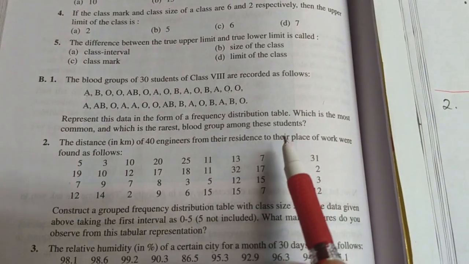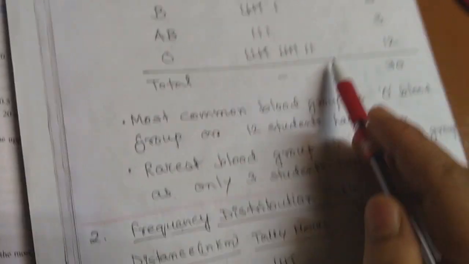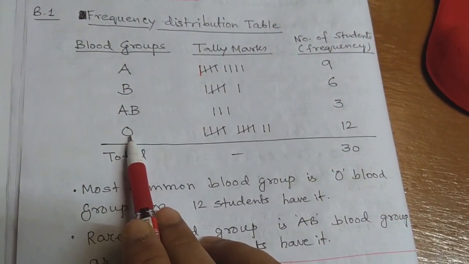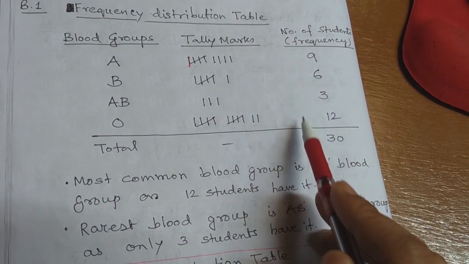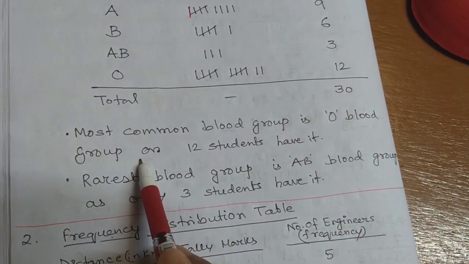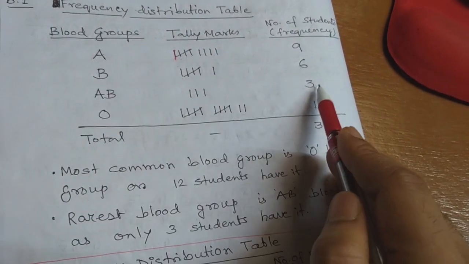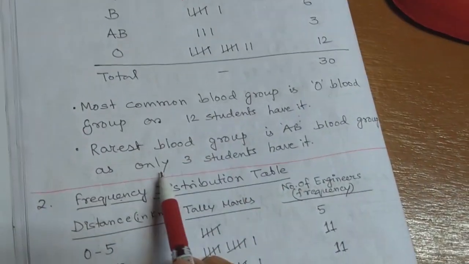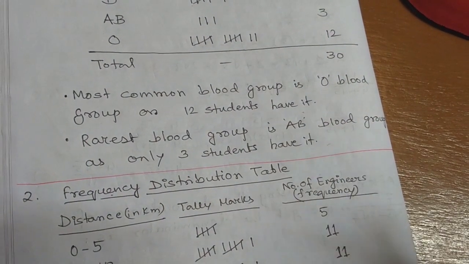Now our second question was, which is the most common and which is the rarest blood group among the students? So how to find the most common? You can see how many students have O group: 12 students. So that means the maximum, 12 students, have O blood group. So the most common blood group is O, as 12 students have it. And which will be the rarest? You can see AB, because only 3 students have AB blood group. So the rarest blood group is AB, because only 3 students have it.